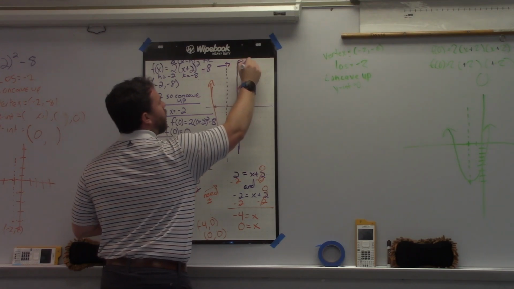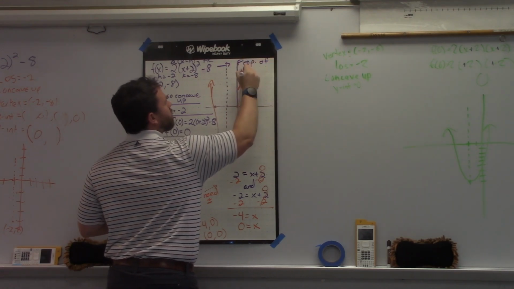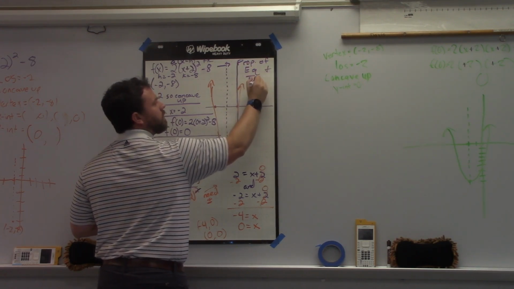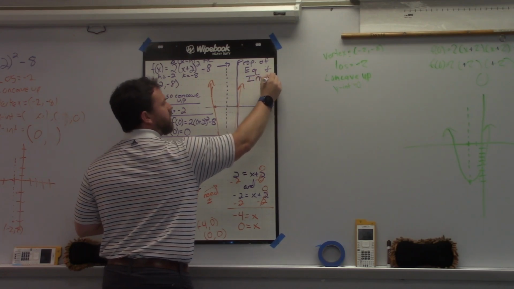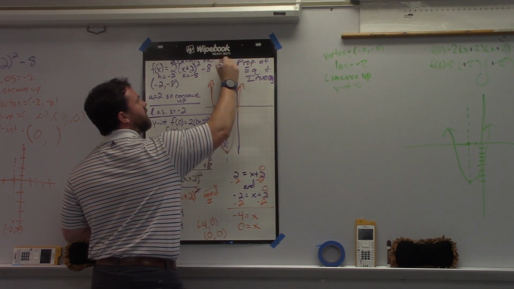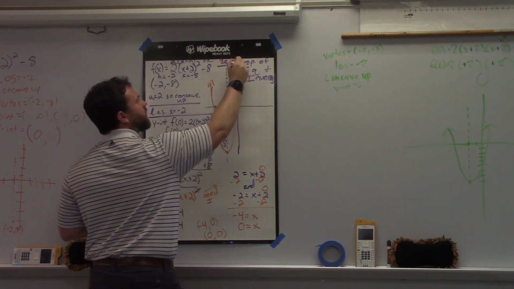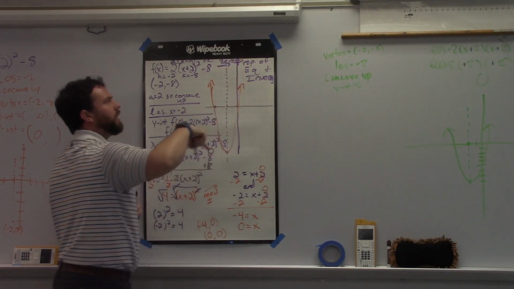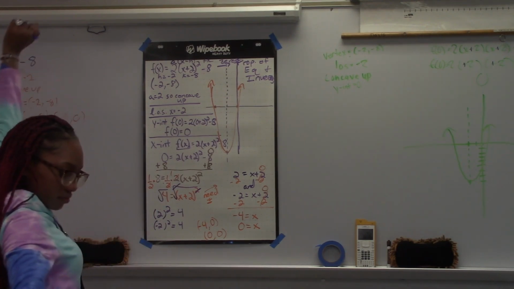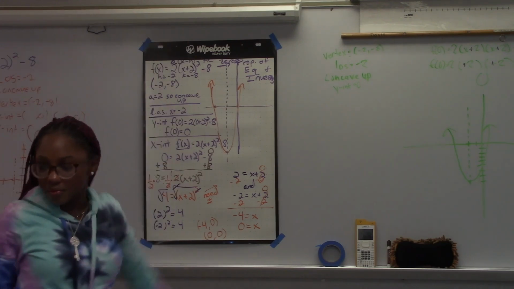So properties of equality and what? And inverses. So if we're trying to find zeros in vertex form, we're going to use properties of equality and inverses. If we're trying to find zeros in factored form, what are we going to use? Zero product property. So keep that in mind.